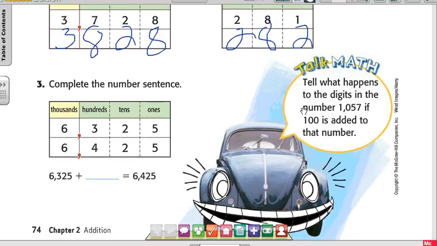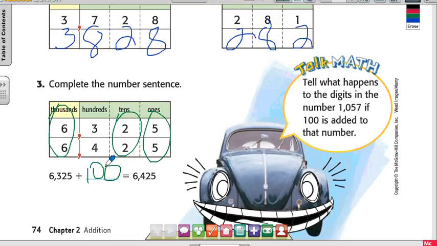Now let's see. It says complete the number sentence. Well, let's look at this. Interesting. Check this out. Thousands are the same, tens are the same, and ones are the same. Which place value is different? Hundreds. I went from 3 to 4. So I added how much? 100. I just added 100.